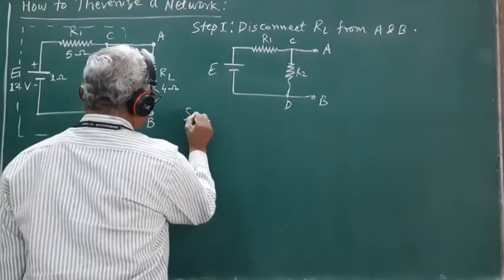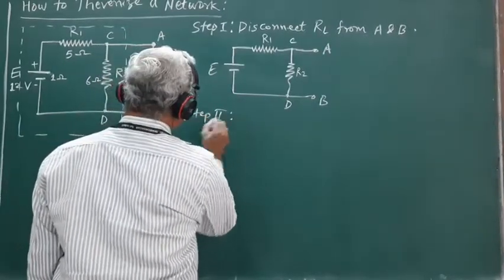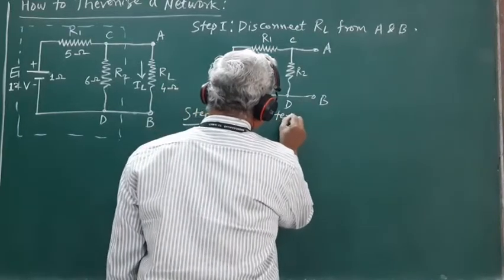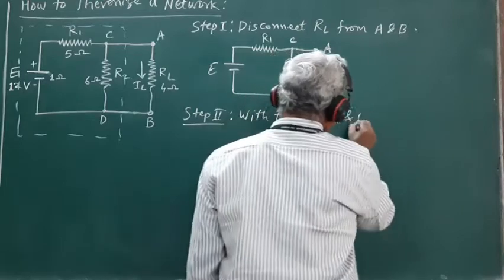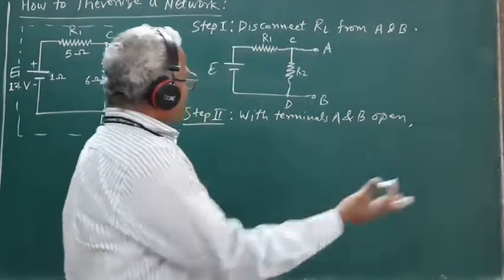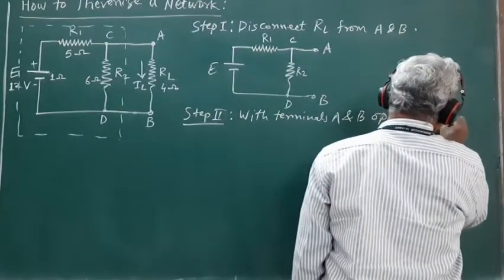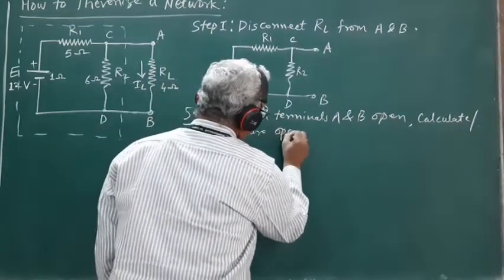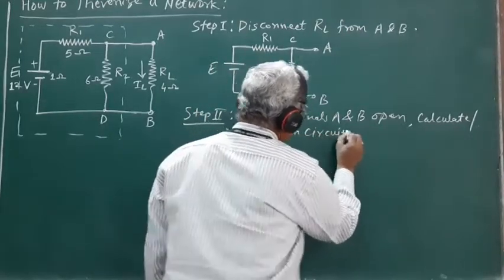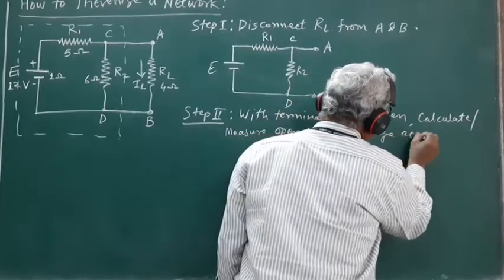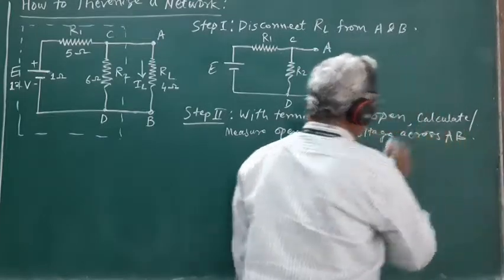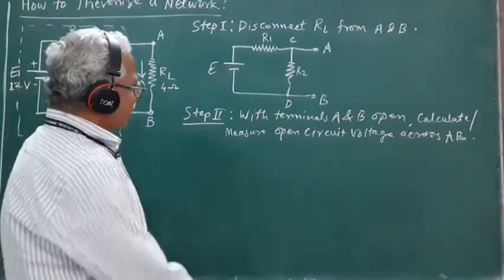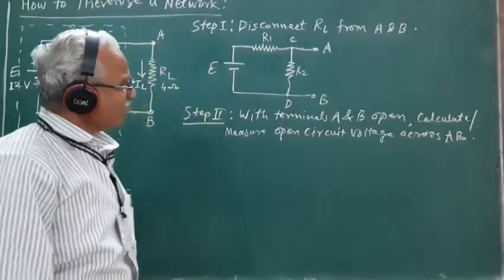Then we have the second step. Step 2 is: with terminals A and B open, calculate or measure the open circuit voltage across the open terminals A and B.